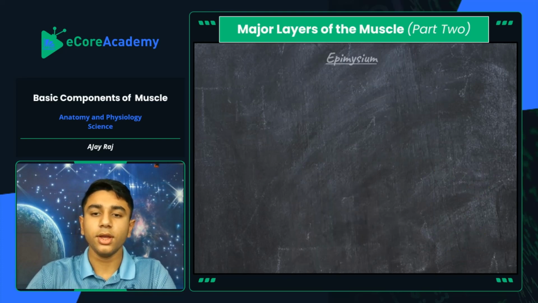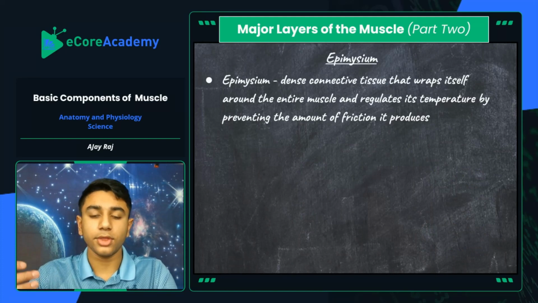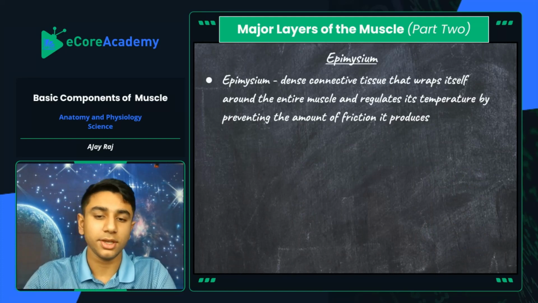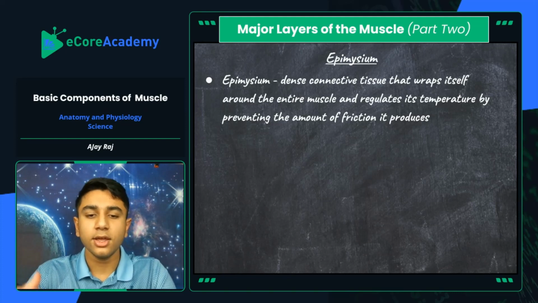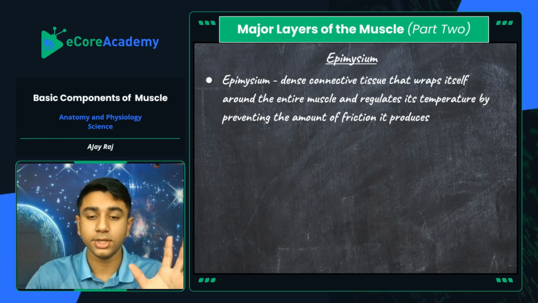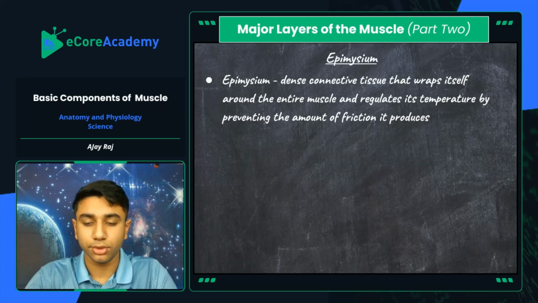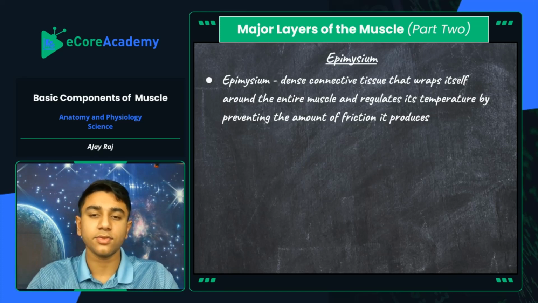All right, now let's move on. Major layers of the muscle, part 2. We have the epimysium. I call it epimysium. I think it's just easier. I like these pronunciations for myself. The proper way to pronounce this is epimysium, but I just like to call it something that really helps me memorize it. But it's dense connective tissue that wraps itself around the entirety of the muscle and regulates its temperature by preventing the amount of friction that it actually produces. So obviously, when you're contracting and moving your muscles, especially with your tendons tugging on the ends of the muscle, and also with the bone that's attached, you want to relieve the amount of friction that you have. So that outermost layer is going to be responsible for that.